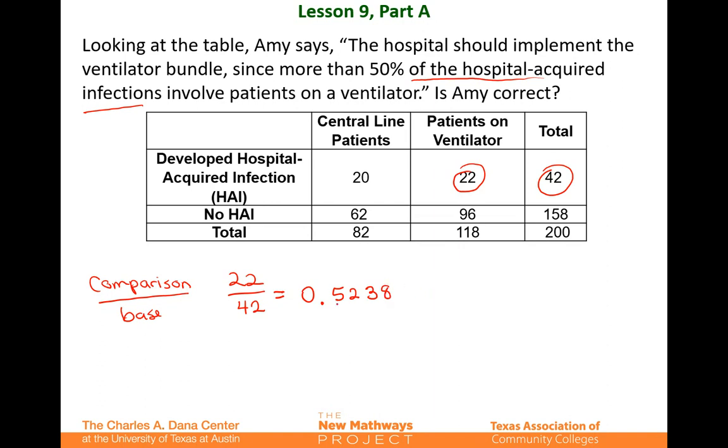0.5238, or if we make that a percent, that's going to be 52.38%. And if we want to, let's round that to the tenths. Let's practice our rounding. That's the tenths place, but since this is more than 5, that's going to be 52.4%. So yes, Amy is correct. When you look at the number of people who got a hospital-acquired infection, there were 42 of them. More than half of them were ventilator patients. It was almost equal, 20 and 22, but more ventilator patients for sure.